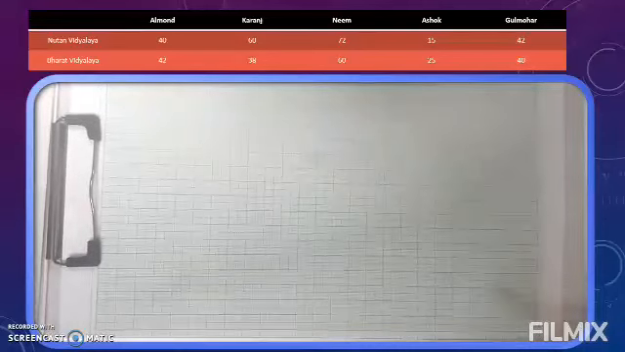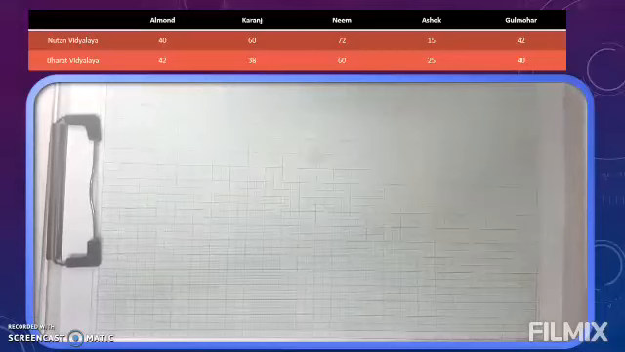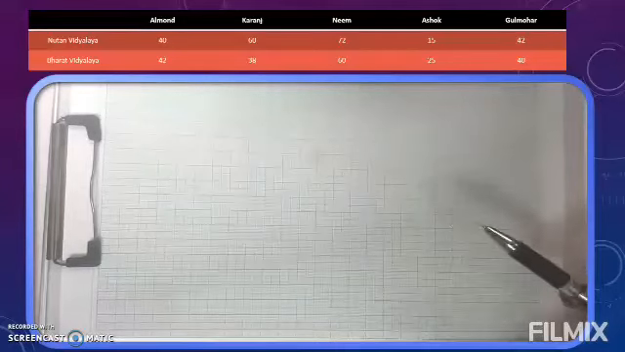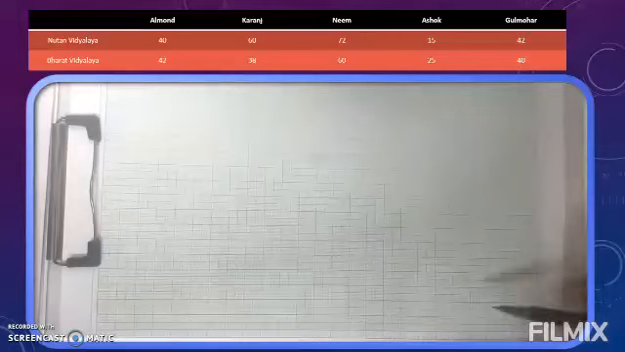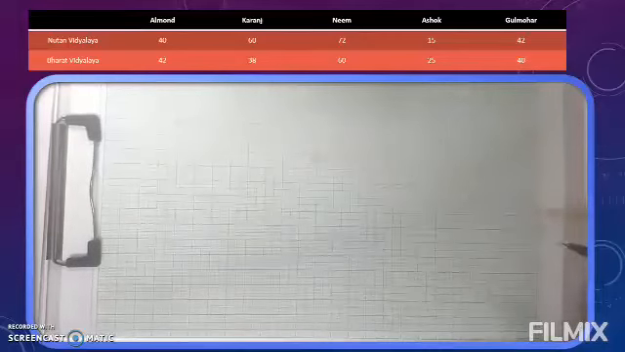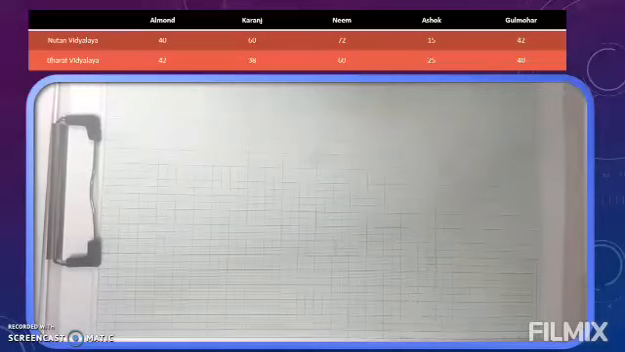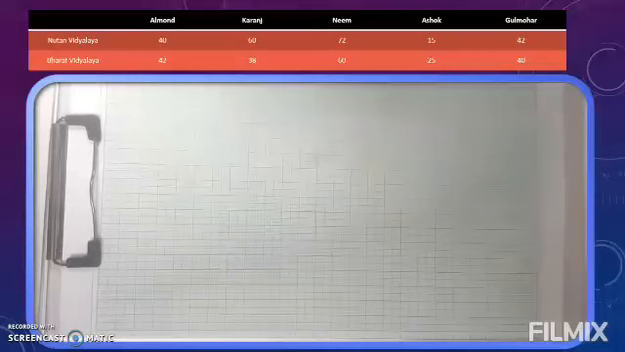Next important thing, in previous slide I told you have to use strictly only pencil for drawing graph. But here I am using pen so that this graph should be clearly visible to you all. But that doesn't mean that you all will also use pen for drawing graph. You are strictly allowed to use only pencil for drawing graph.